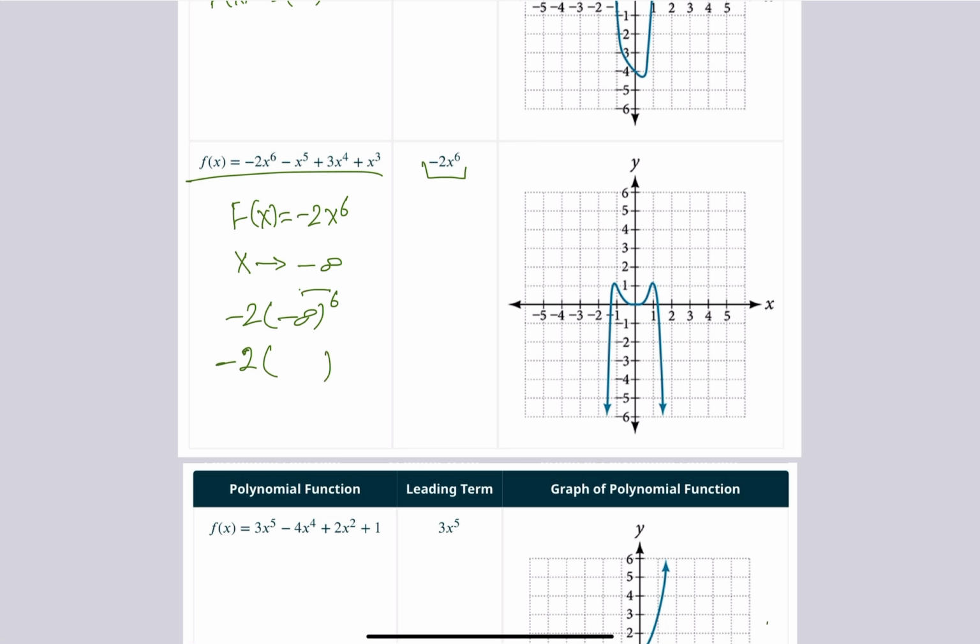Now even exponent and negative, it turns into positive, right? So negative 2 times infinity is just negative infinity. Now what about x tends to infinity? We have negative 2 times infinity to the power of 6. This is negative 2 times infinity, which is just negative infinity.